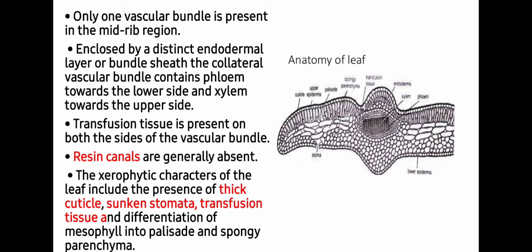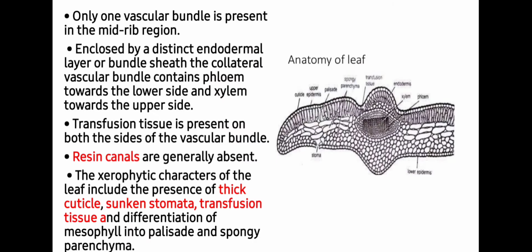and you will also find a very prominent bundle sheath which surrounds the collateral vascular bundle containing xylem toward the upper epidermis and phloem toward the lower epidermis. And like the other genera of the gymnosperm, you will find here thick cuticle, sunken stomata and transfusion tissue. There is also differentiation of mesophyll into palisade and spongy parenchyma.